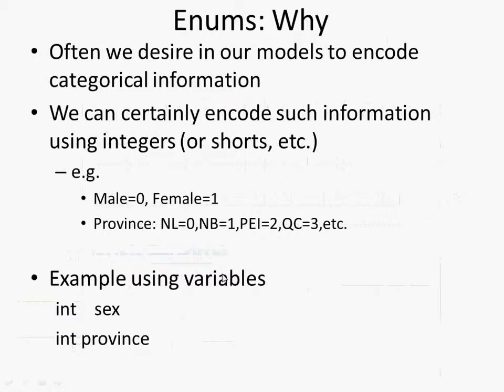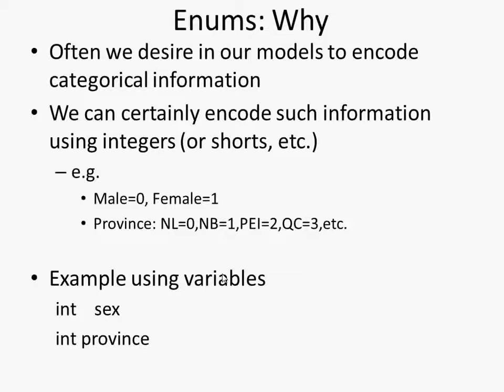Enums, we've seen this already in a concrete case. Often we want our model to encode categorical information, and we can encode this in a classic way using integers, right? We have a set of possible choices. We can just label them 0, 1, 2, 3. And then we could have int sex. In other words, there's a variable called sex that's an integer, so 0, 1, 2.